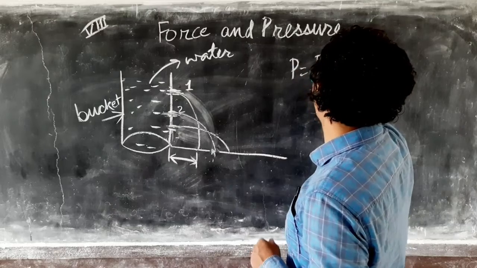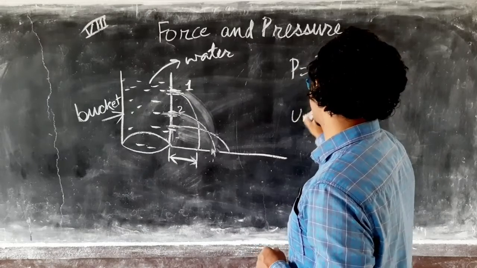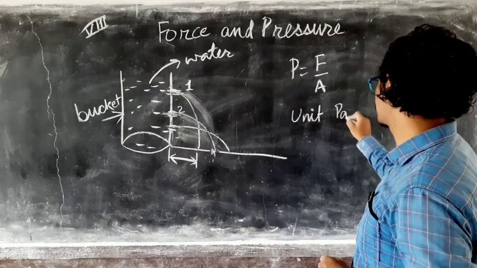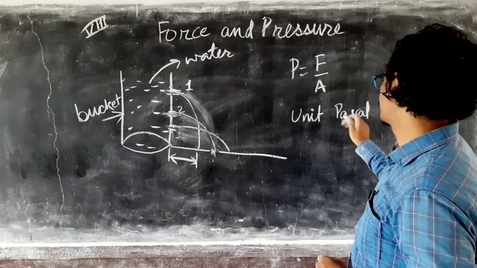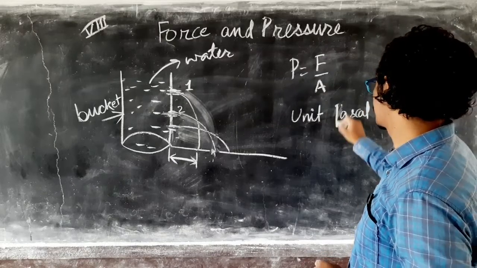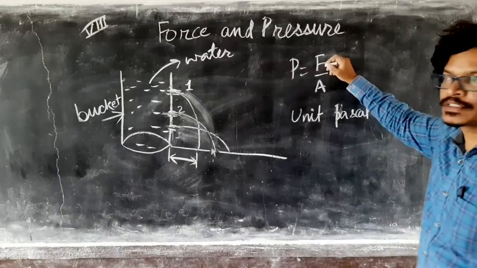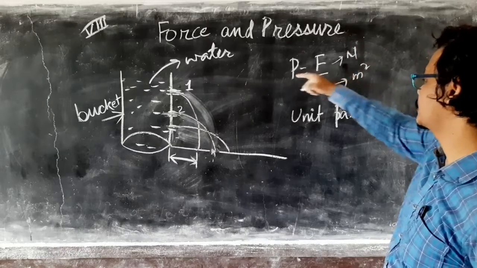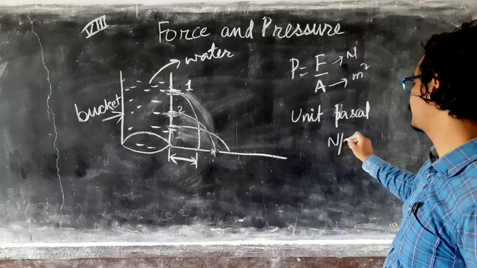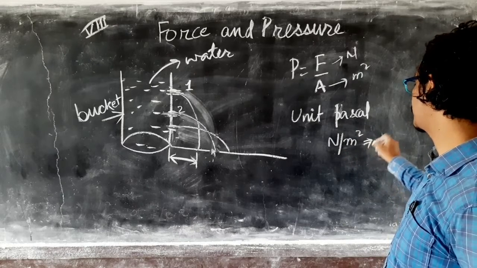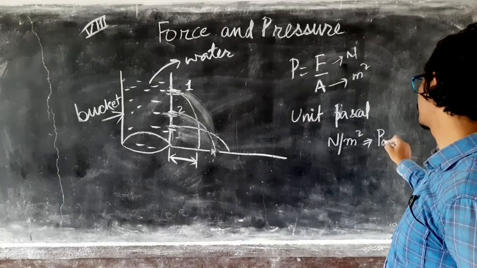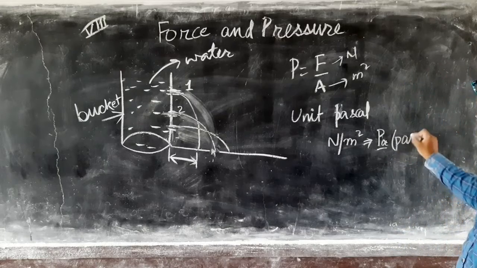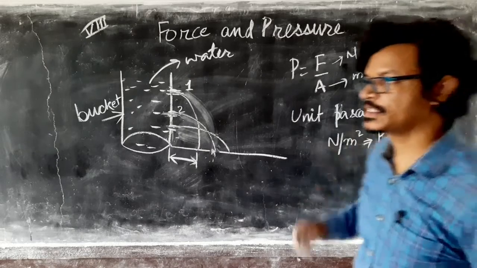So pressure is force per unit area, and the unit of pressure is Pascal. The unit of force is Newton, and the unit of area is meter square. So the unit of pressure is Newton per meter square, and this is called Pascal, or Pa. So this is the unit of pressure.